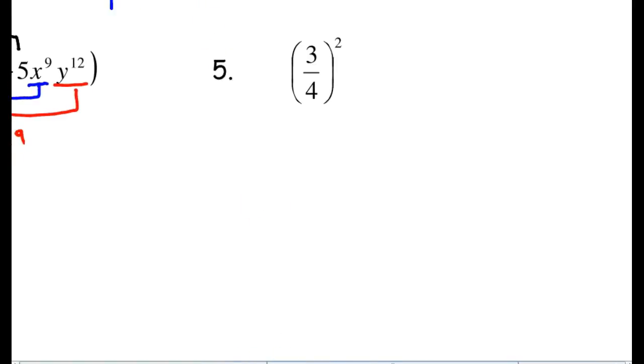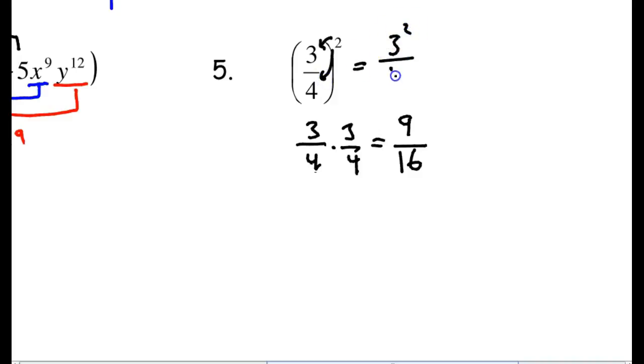Number 5, 3/4 squared, which is 3 over 4 times 3 over 4. Multiply the tops, 3 times 3, which is 9. Multiply the bottoms, 4 times 4, 16. Likewise, you can just raise the bottom and the top to the 2nd power. That's another way of doing it, and just say it's 3 to the 2nd over 4 to the 2nd, which gives you the same answer. Either way works.